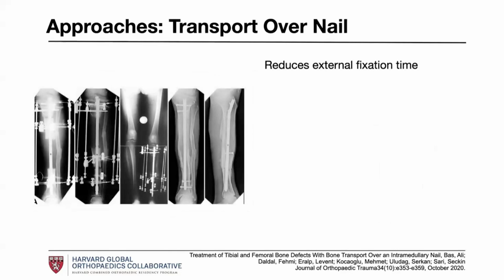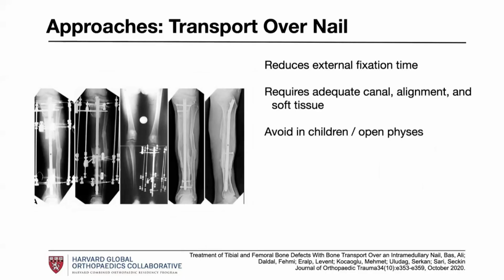One thing that can potentially be used is lengthening over a nail or transporting over a nail. It does reduce the external fixator frame time. It's more expensive. You have an additional implant. It requires an adequate canal, alignment, and appropriate soft tissue coverage. But obviously, it's not something that would be considered with open growth plates in children. And also with the intramedullary device, it may not be the best solution for infection cases, but something to be addressed and acknowledged.